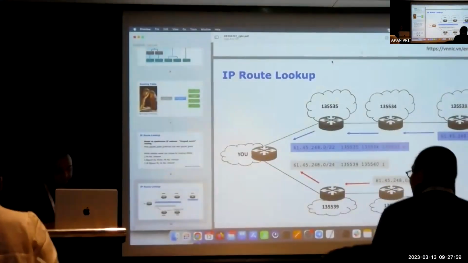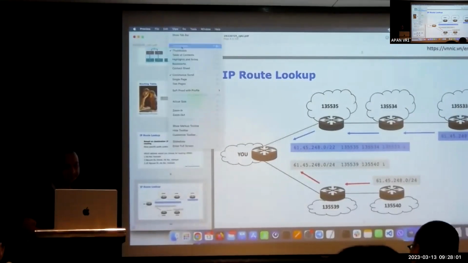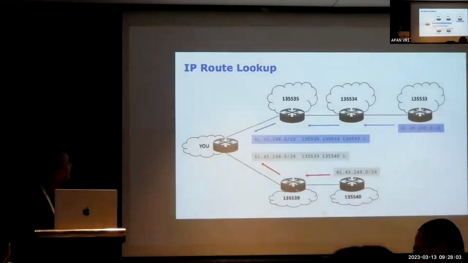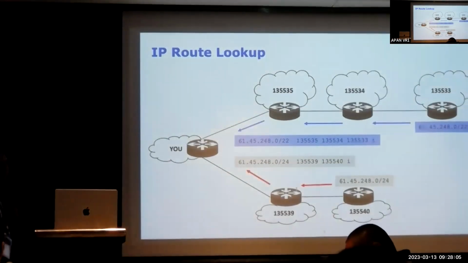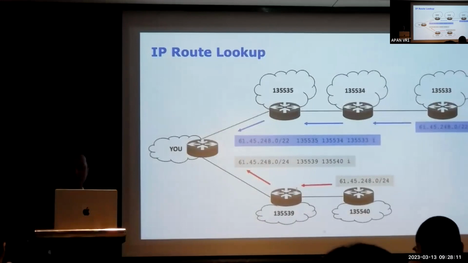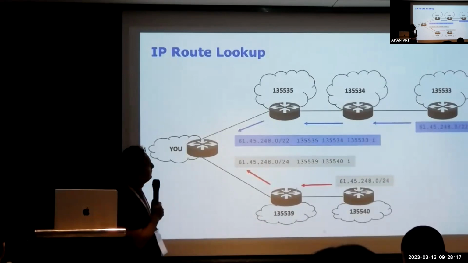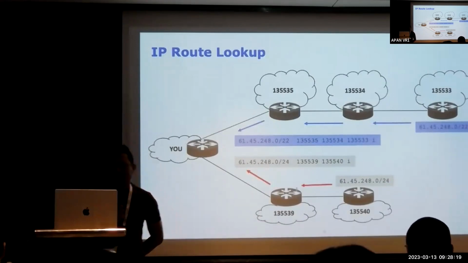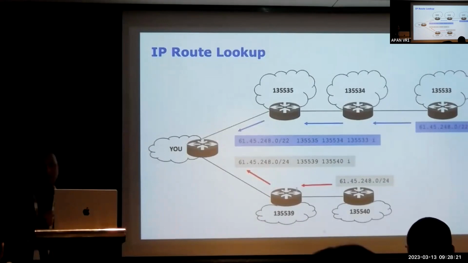Sorry. And thank you. Okay, so when we talk about the IP route lookup, right? So basically there are 1, 2, 3, 4, 5, 6, 7, 6 routers on the internet, right? So every router is belonging to one autonomous system number, right? So the numbers on the top of the router is basically the autonomous system numbers, right?